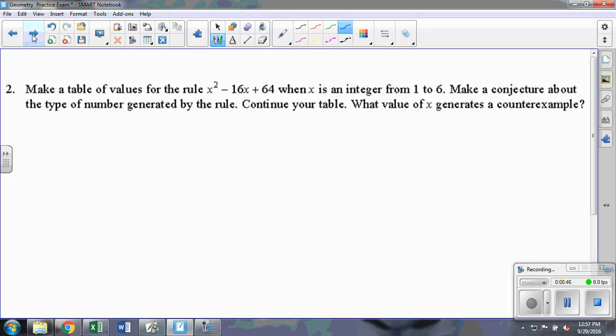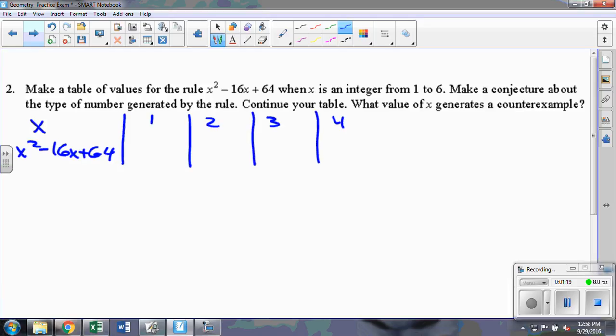Secondly, make a table of values for the rule x squared minus 16x plus 64 when x is an integer from 1 to 6. First off, this particular thing is going to take quite a fair amount of work. We would have to create our value x, and then create a table for x squared minus 16x plus 64 for x equals 1, 2, 3, 4, 5, 6.